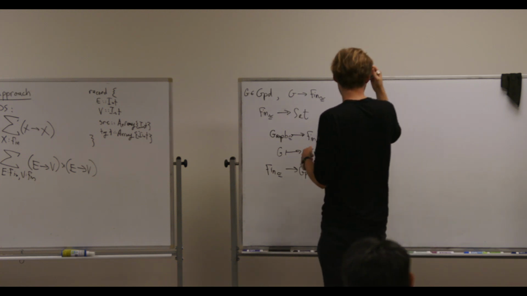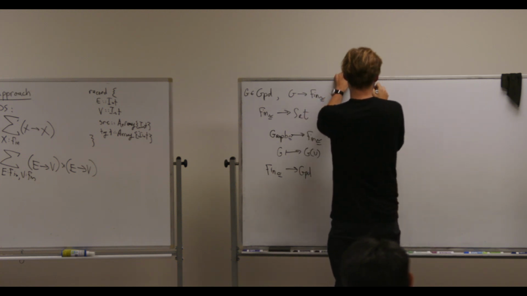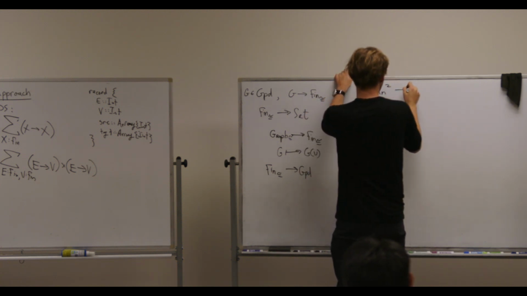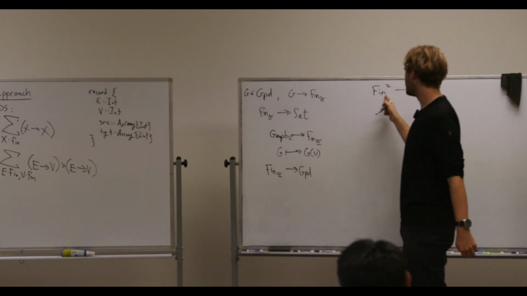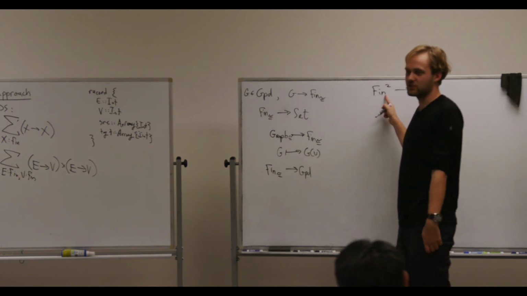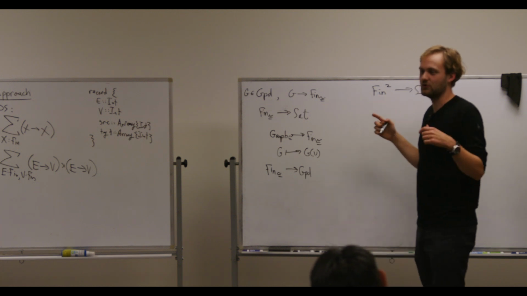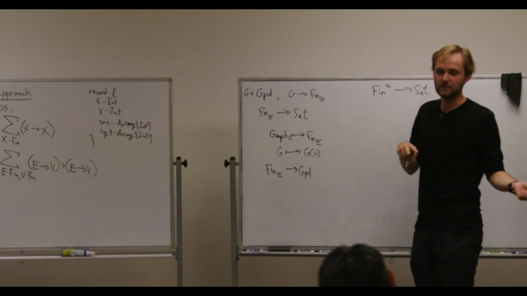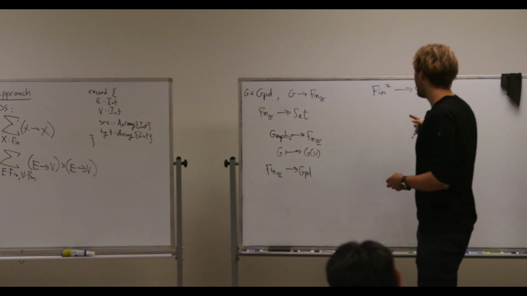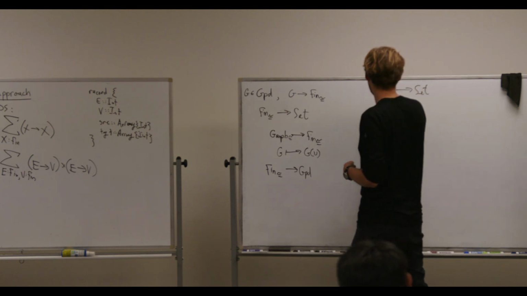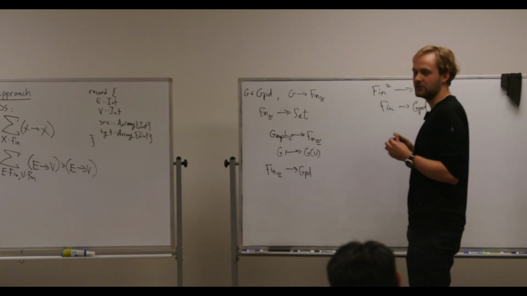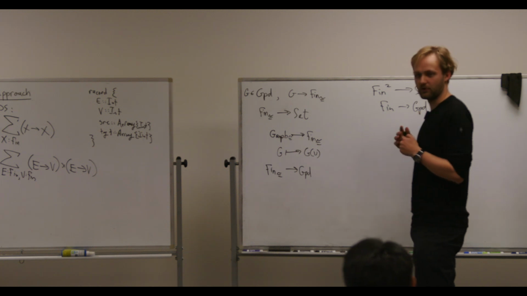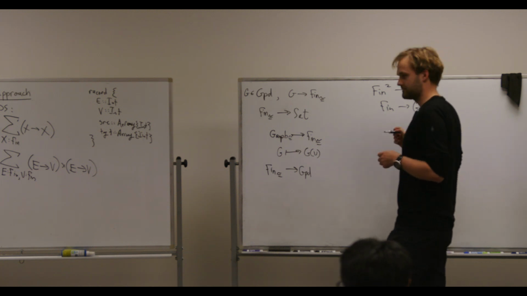Because you're right, I have a graph is Fin squared to Set. But now I essentially take the Grothendieck construction with respect to one of the variables, and I get something from Fin to Groupoid. So in general, we're going to end up in Groupoid. Okay, so you just want to have everything be in that world from the beginning.